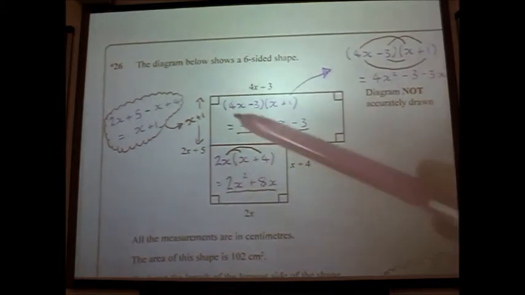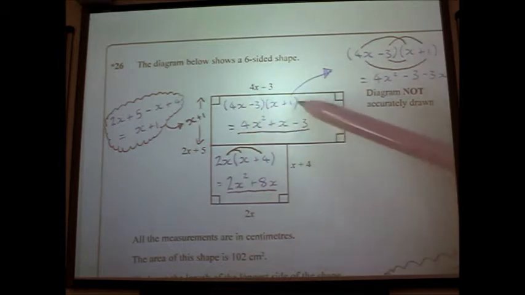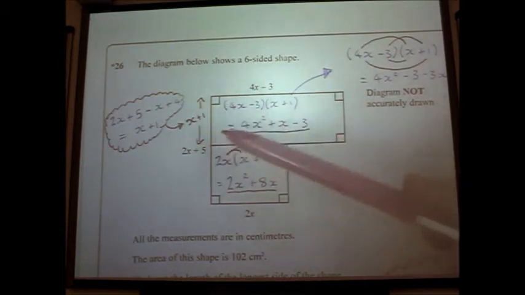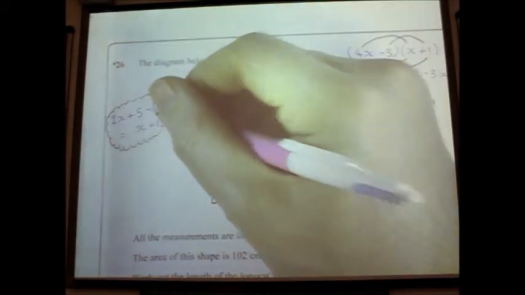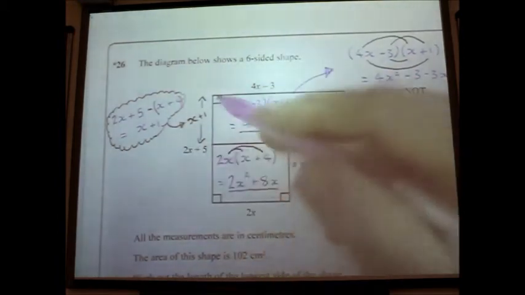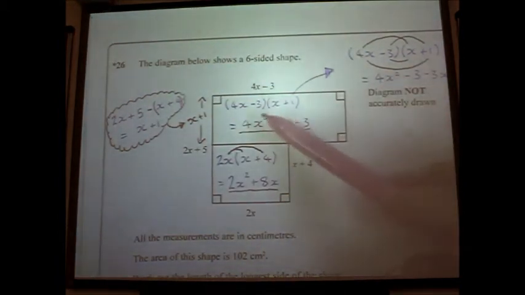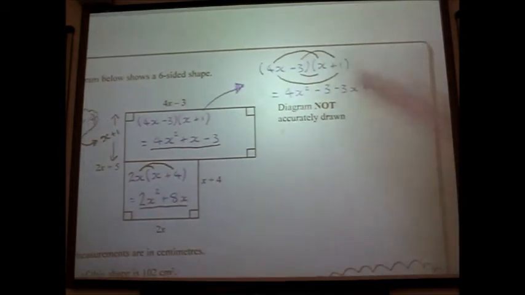This one here, the top is 4x take 3, which is there. This is x add 1, because look, it's the whole lot, so 2x add 5, take away x add 4. So that will give you x add 1, because don't forget you're taking away everything inside the brackets. So it's 2x take x, which is x, 5 take away 4, which is 1, so x add 1. So you do 4x take 3 times x add 1, multiply the brackets out, here you go.